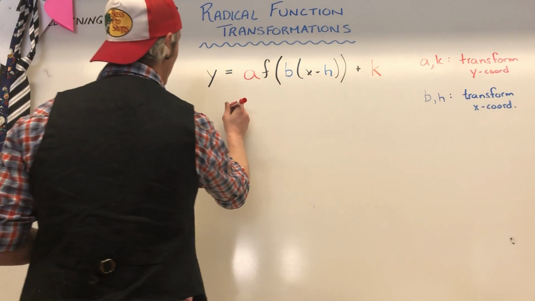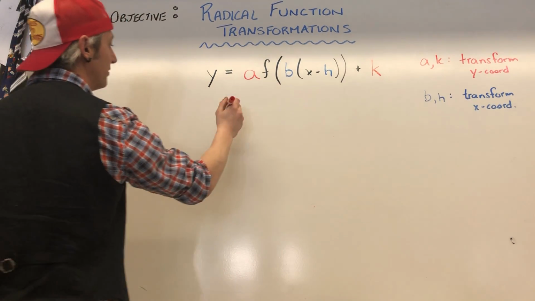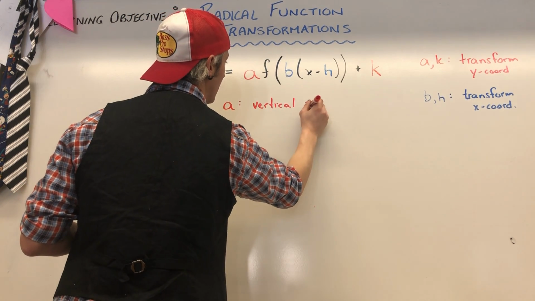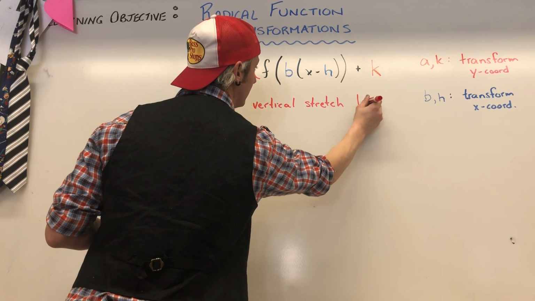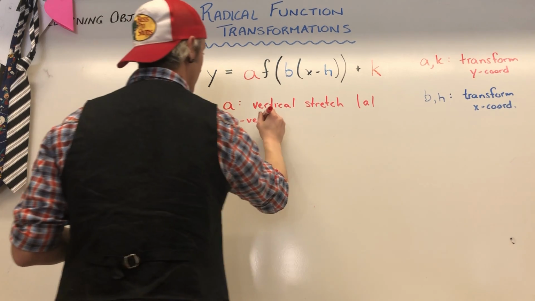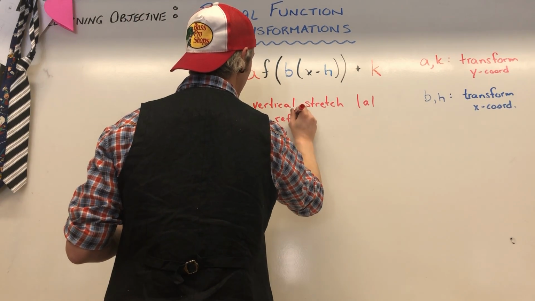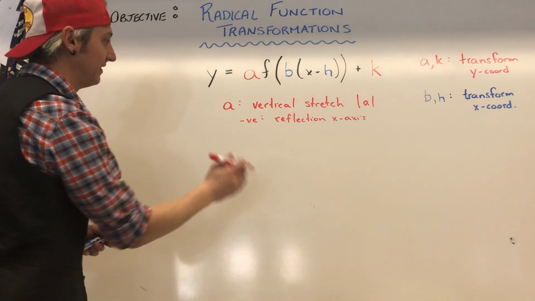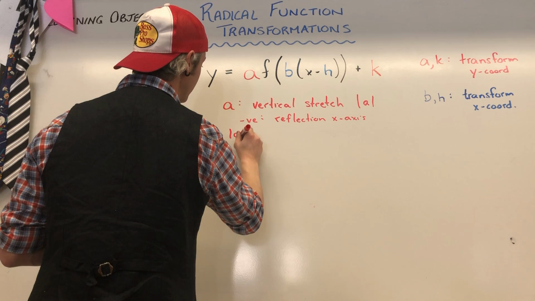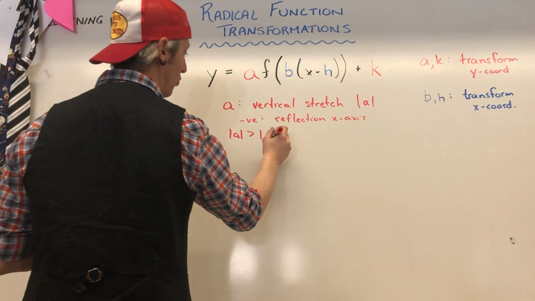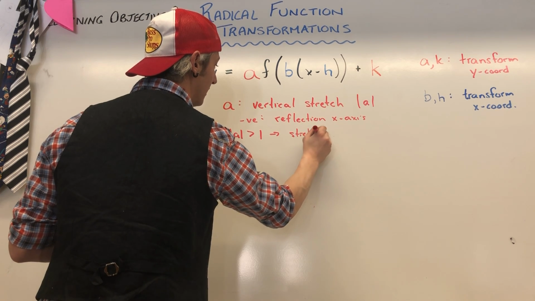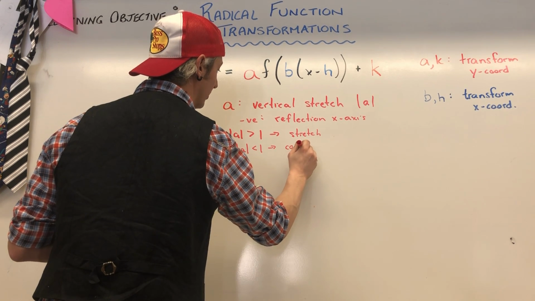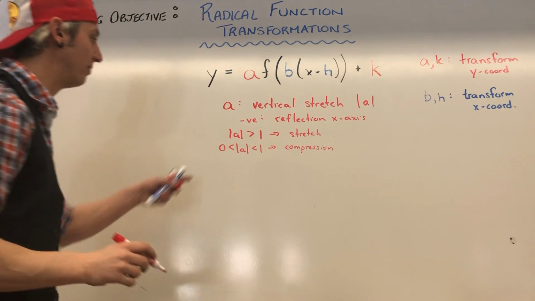Okay. So in our function transformations, A was our vertical stretch, right? So we multiply our y coordinates by the absolute value of A. If A is negative, we get a reflection in the x-axis. If the value of A is a number bigger than 1, we stretch. And if A is a fraction between 0 and 1, we're going to get a compression. It's going to shrink. All we have to do is multiply our y coordinates by our value of A.